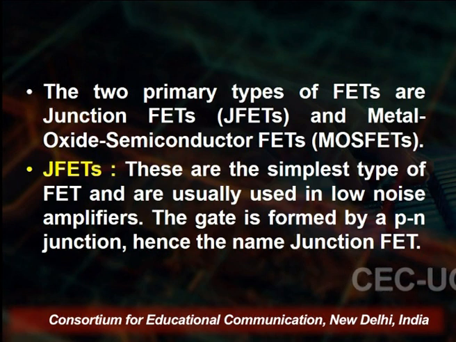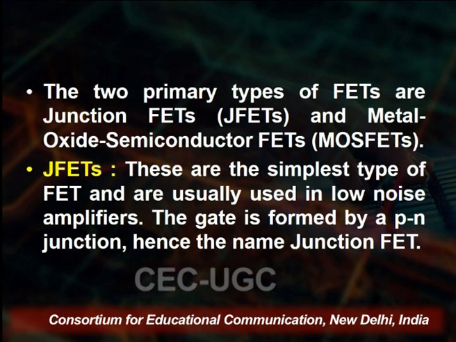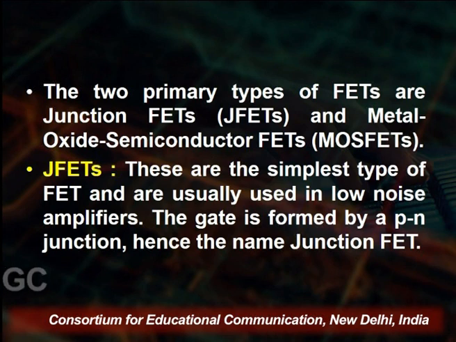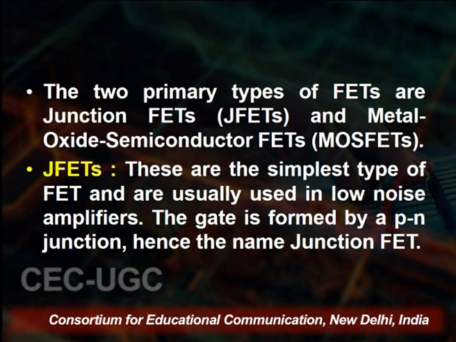The two primary types of the FET are the junction FET, that is the JFET, and second is the metal oxide semiconductor FET, the MOSFET. What is JFET? JFETs are the simplest type of FET and are usually used in low noise amplification. The gate is formed by a PN junction, that is why its name is the junction FET.